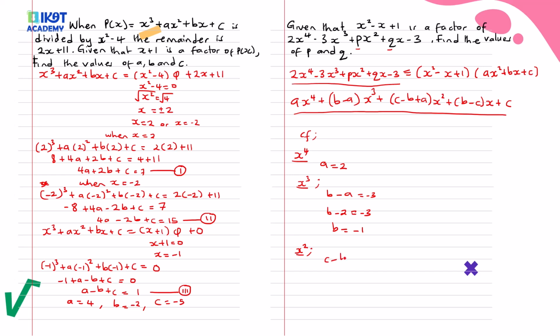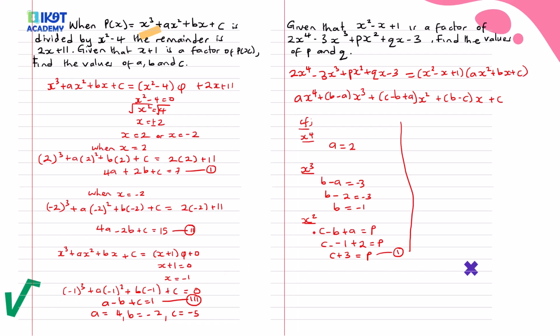Then we now have x squared. This is c minus b plus a is equal to p. So now we've compared the coefficients for x squared. We have c plus 3 is p. We call this equation 1. I want us to compare the coefficient for x, but before x, I think it's better if we first compare the coefficients for the constant terms. So for the constant terms, c is equal to -3. If c is -3, we can even find the value of p by saying -3 plus 3 is equal to p. So our value of p is 0.